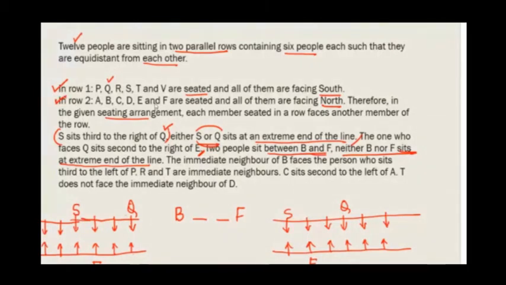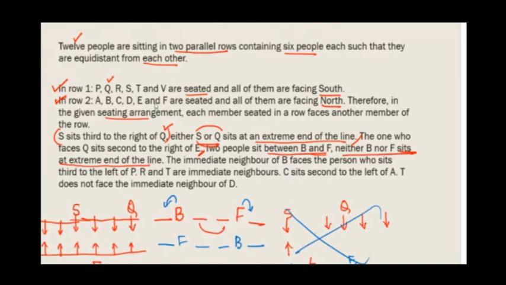Now this says two people sit between B and F, and B and F are not at the extreme end, which means there are people next to B and next to F. There should be one person before B, there should be one person after F. Or there should be one person here and one person there. Either you take B, you definitely have to take F or B here. No other option. Or if you take B or F here, then there are two people, then you can take F or B here. In both cases, you are getting one person seated at one of the corners. So this arrangement is not possible. That is what it means.